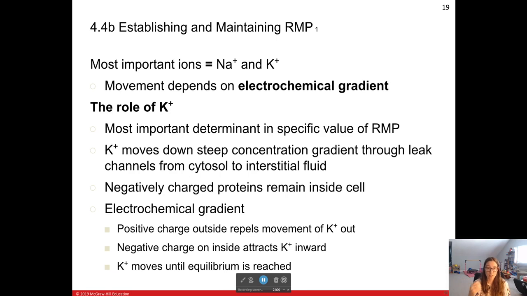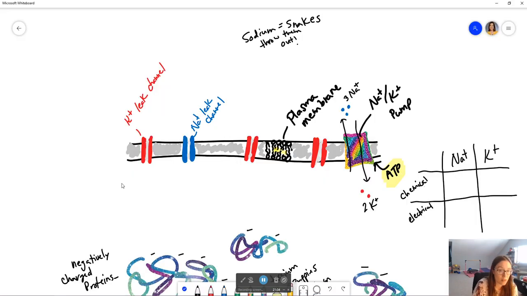Potassium is going to move down the steep concentration gradient through potassium leak channels. And remember, we said there are relatively a lot of potassium leak channels compared to sodium leak channels. And so potassium is going to go from the cytosol to the interstitial fluid. Remember that the sodium potassium pump that is setting up this resting membrane potential is pumping potassium into the cell. So potassium is going to want to move out. I'm going to pull up my whiteboard and talk about it here.